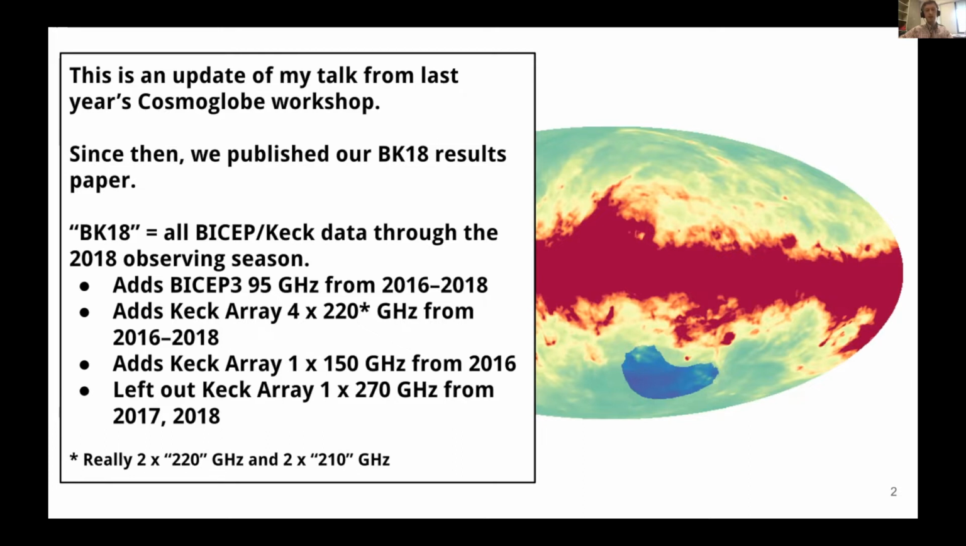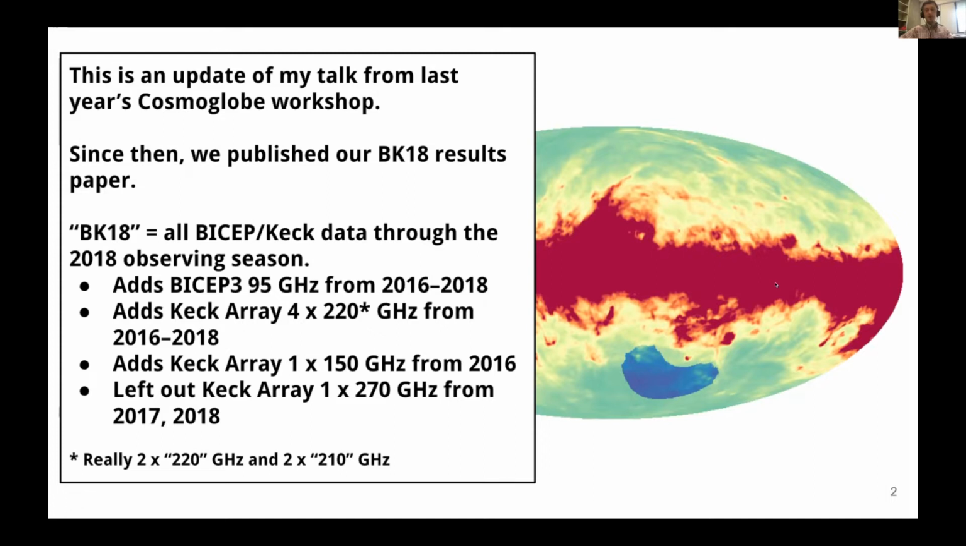This new result is the first data release that includes data from BICEP3, which is a 95 gigahertz telescope with a larger aperture, about twice as big as the Keck Array or BICEP2 telescopes, and very high throughput, so really high instantaneous sensitivity. So that data is new here.